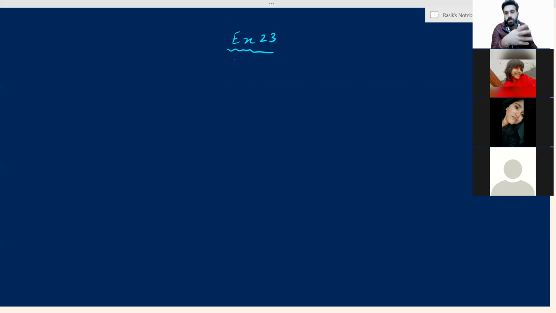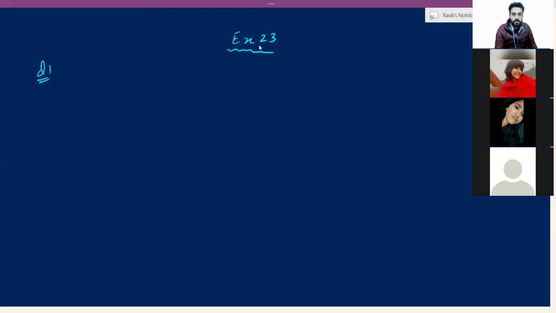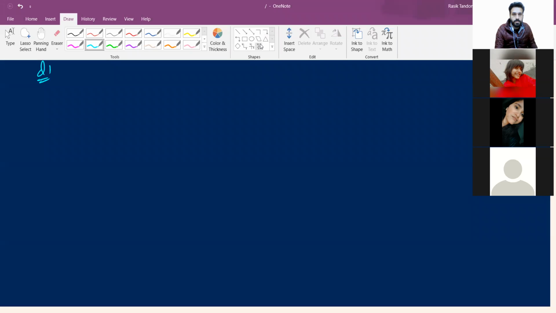So these are all ways of representing data in an attractive manner, and an easy to understand manner. So this is question number one. I will show you what is the meaning of this by just making this bar graph here. So in the first question, there is a table given. Can you all see the table? Yes, sir.